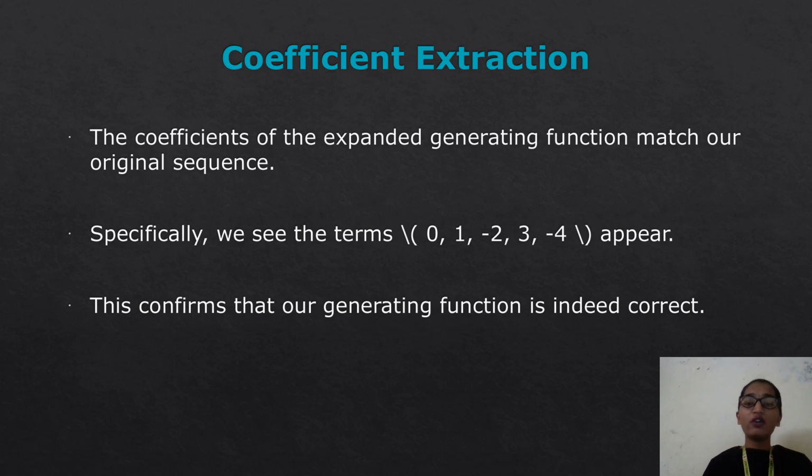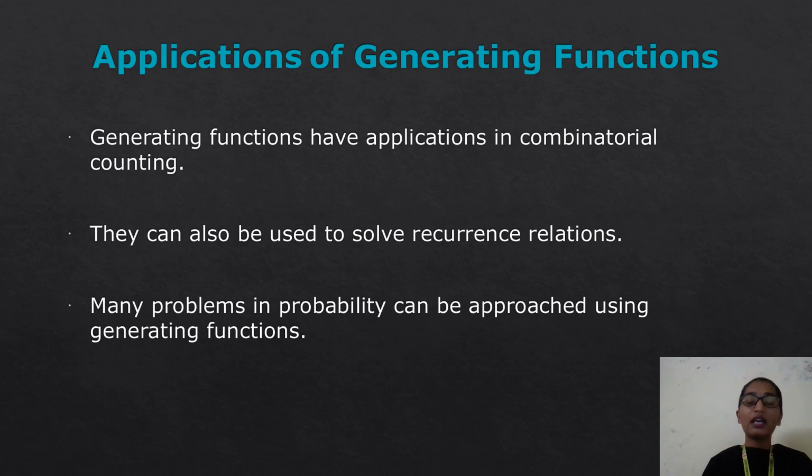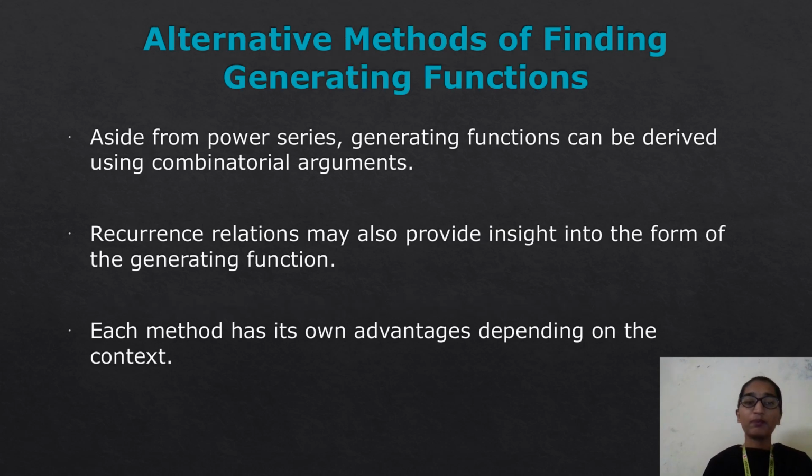Coefficient extraction. The coefficients of the expanded generating function match our original sequence. Specifically, we see the terms 0, 1, minus 2, 3, minus 4 appear. This confirms that our generating function is indeed correct. Applications of generating functions. Generating functions have applications in combinatorial counting. They can also be used to solve recurrence relations. Many problems in probability can be approached using these generating functions.